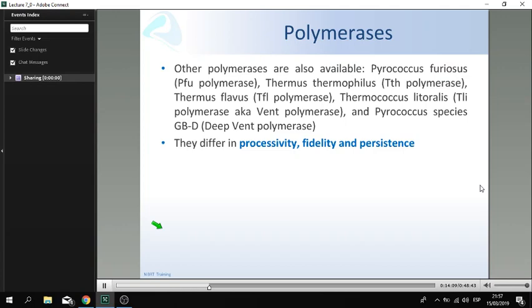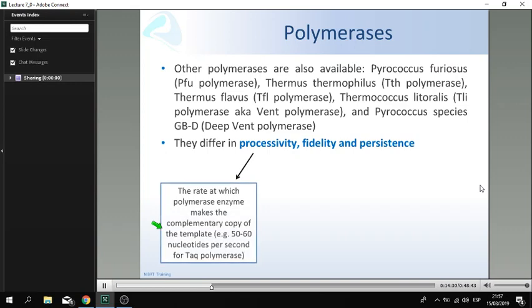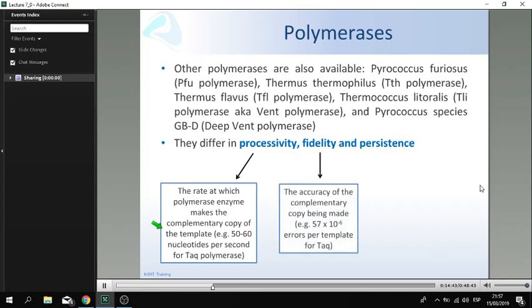Taq polymerase is definitely the most popular one that is used for reactions, but there are other polymerases as well. Some of them are listed here, such as Pyrococcus furiosus, Thermus thermophilus, and deep vent polymerases, and they slightly differ in their processivity, fidelity, and persistence. Processivity is the rate at which the polymerase enzyme makes copies. Taq polymerase adds around 50 to 60 nucleotides per second, so it's pretty quick.